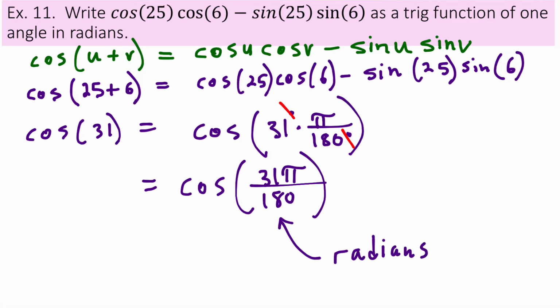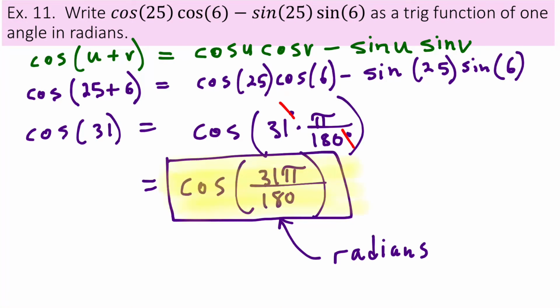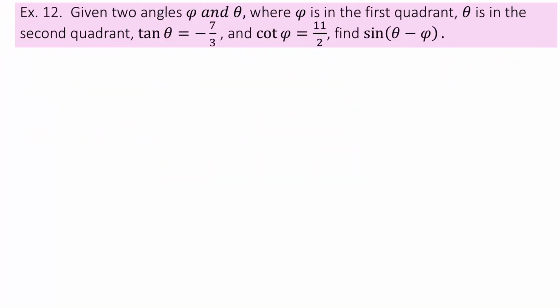So we've done what the problem statement asked us to do: write it as a trig function of one angle. That's one angle, and it's in radians. So we're done with this one. These formulas are helpful at taking something like this and condensing it down to something like this.